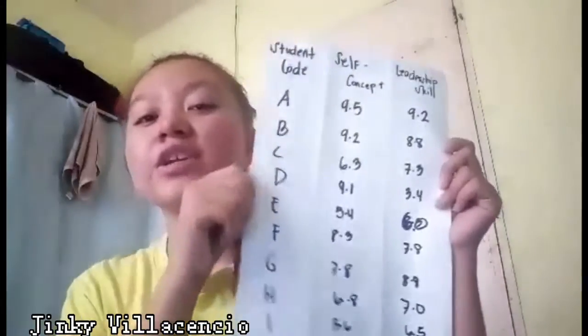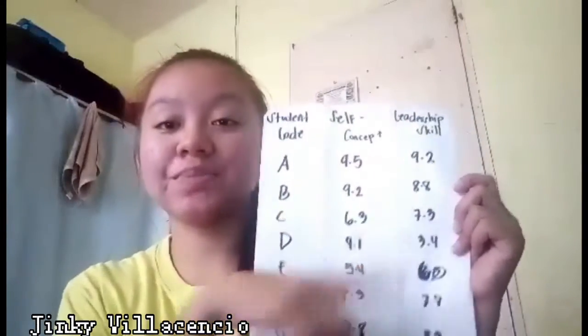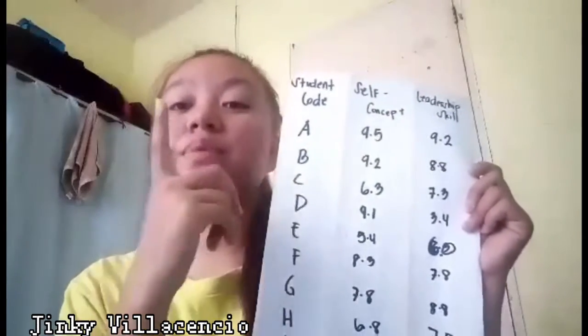So in problem number 5, survey tests on leadership skills and on self-concept were administered to student leaders. Both tests use a 10-point Likert scale with 10 indicating the highest score for each test. Scores for the student leaders on the test follow here. Here's the data: student code, self-concept, and leadership skills, and this is the data that we will base on. In problem number 5, we have two sets of problems. A, find the regression line that will predict leadership skill if the self-concept score is known, and B, predict the leadership skill of a student leader whose self-concept score is 1.5.